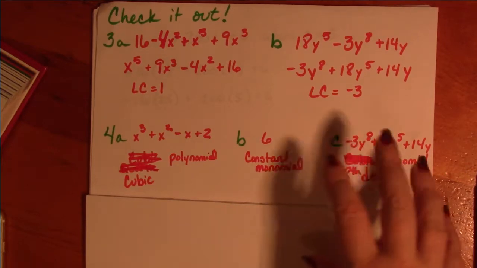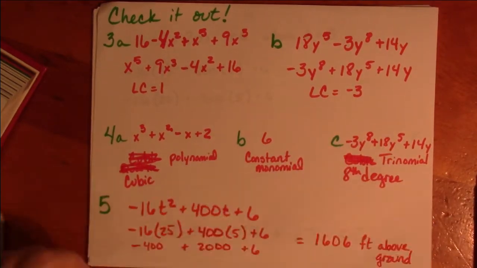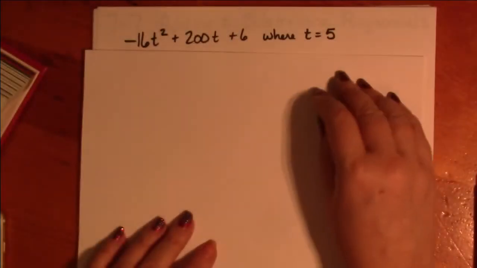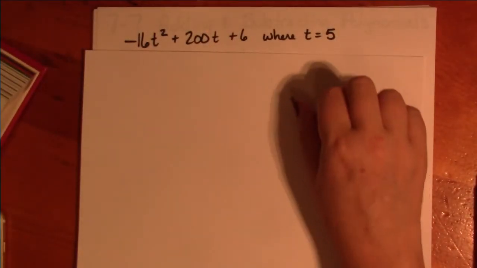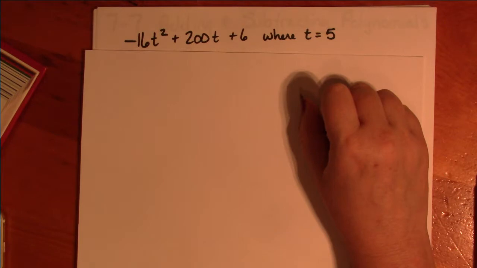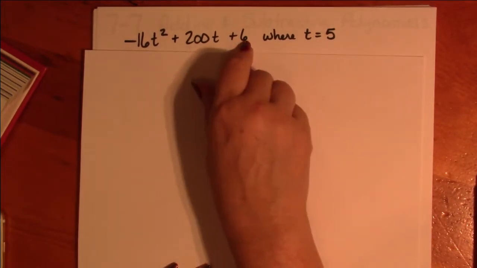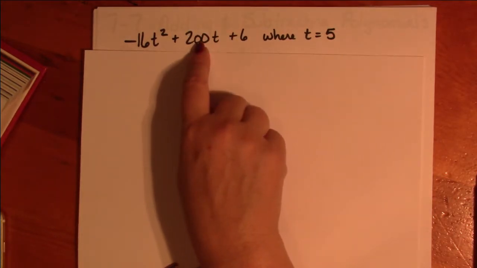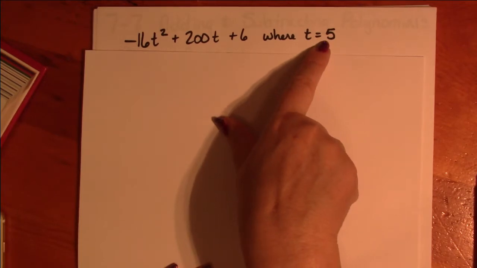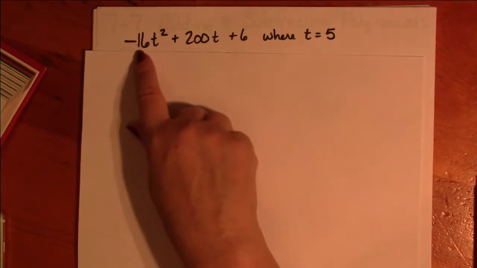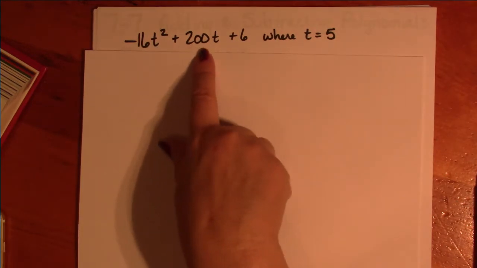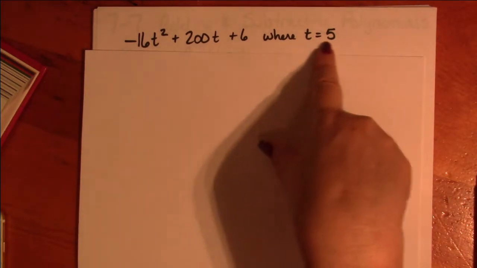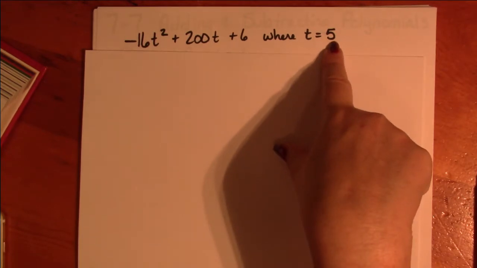Please make sure to ask if you have any questions. Our word problem for this section is about physics. A firework on page 498 is launched from a platform 6 feet above the ground, at a speed of 200 feet per second, and the firework has a 5-second fuse. The height of the firework is given by the polynomial negative 16t squared plus 200t plus 6, and it tells you that it's a 5-second fuse, so t equals 5.